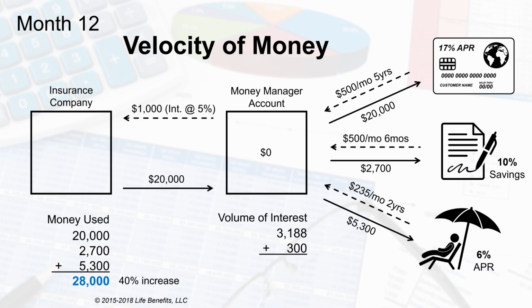So the volume of interest you recovered is $3,488 for the first year, minus the interest that you paid to the insurance company of $1,000. So you're net positive $2,488 in volume of interest so far. If we figure that out based on the original $20,000, that means that you've had a 12.44% return on your seed money within 12 months.